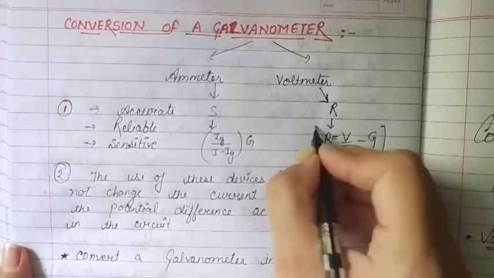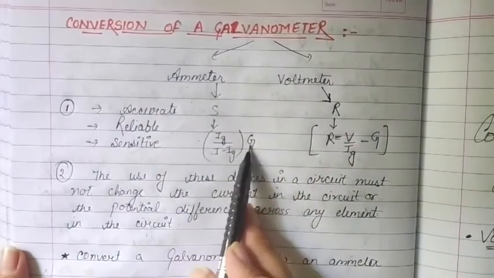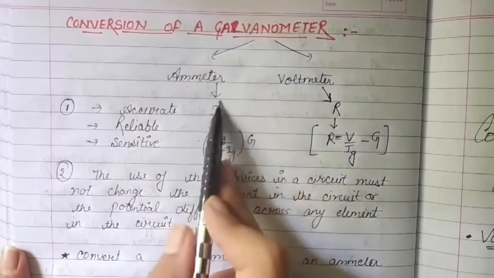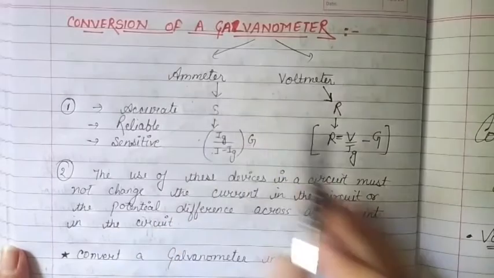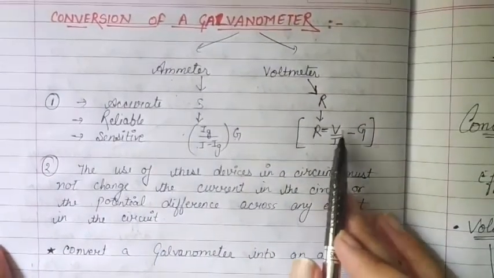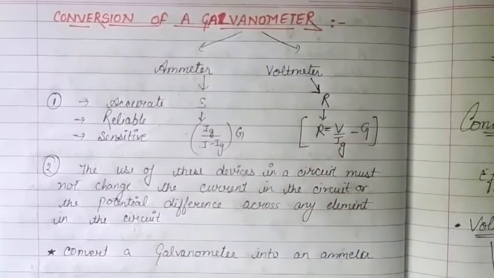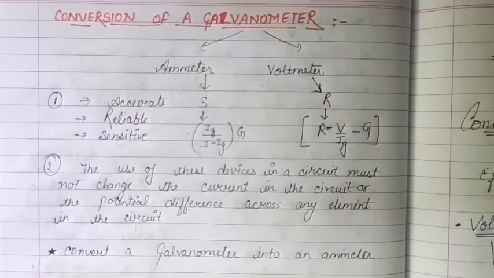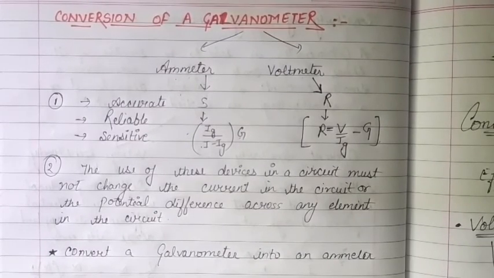So the value of shunt is Ig upon I minus Ig, into G. This we have to connect in parallel with G to form an ammeter, and the value of high resistance capital R is equal to V upon Ig minus G. This we have to connect in series with the galvanometer to form a voltmeter. So this was the conversion of a galvanometer into an ammeter and voltmeter respectively.